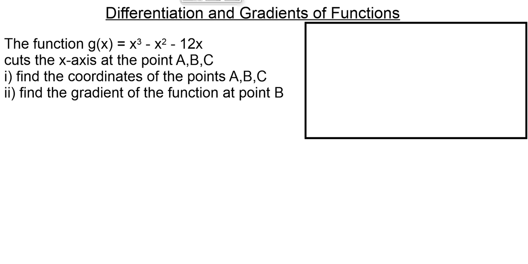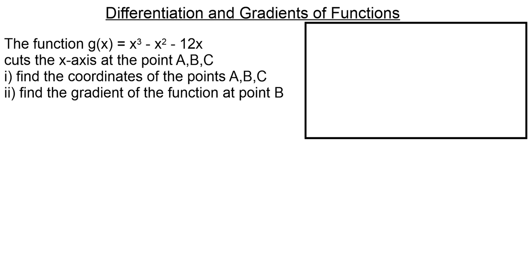So, in this particular question, we've got the function g of x is x cubed minus x squared minus 12x. Obviously, we should recognize that that's a positive cubic function, and it cuts the x-axis at the points A, B, and C. And we're asked to find the coordinates of A, B, and C, and then we're asked to find the gradient of the function at that point B.